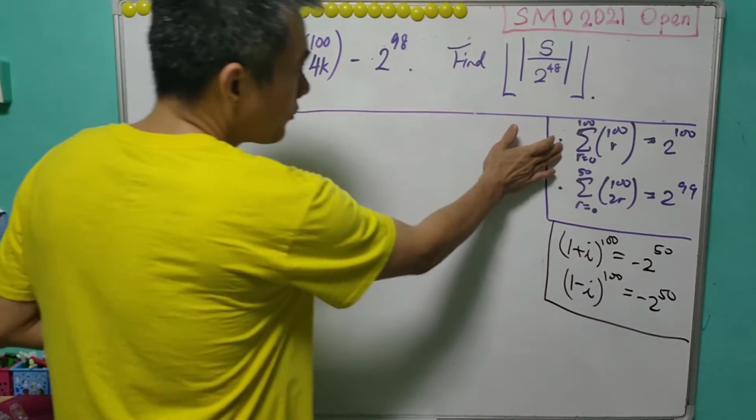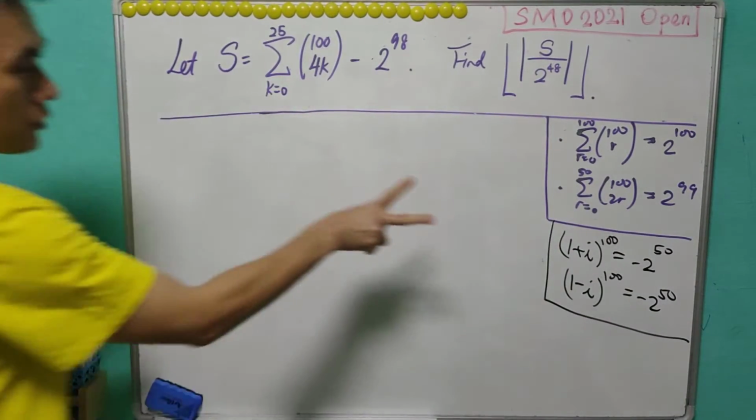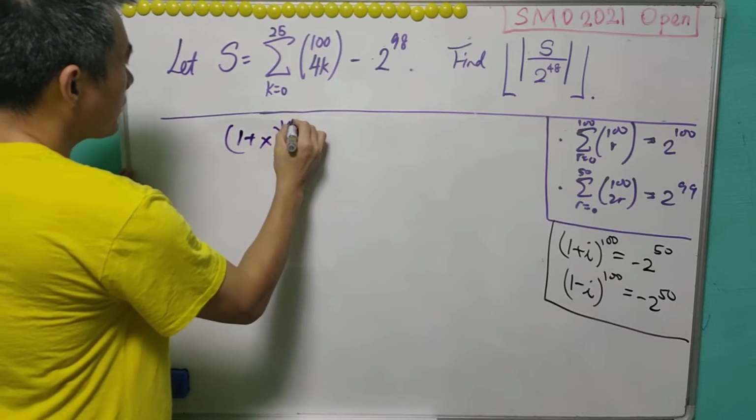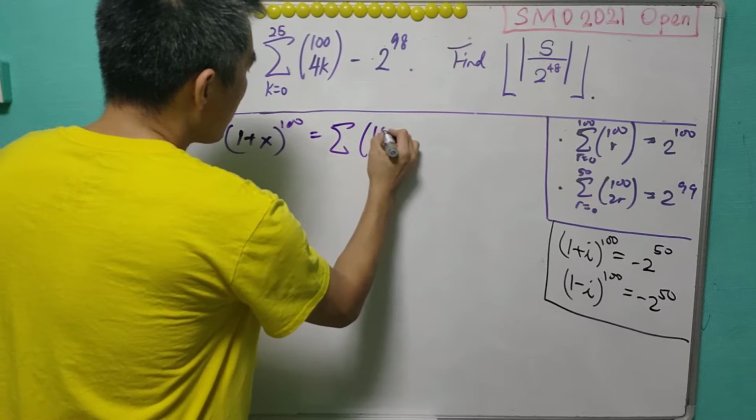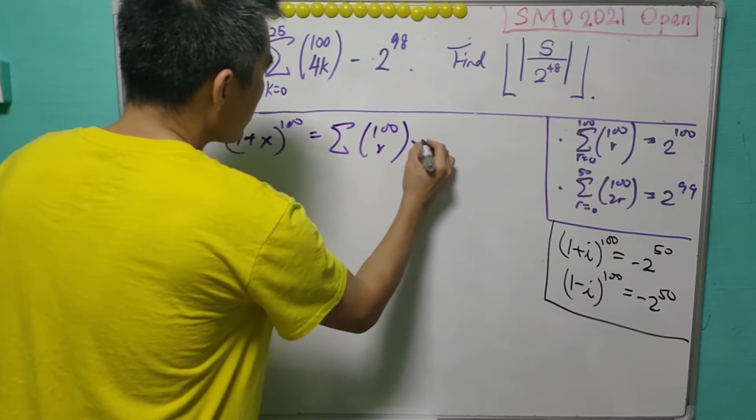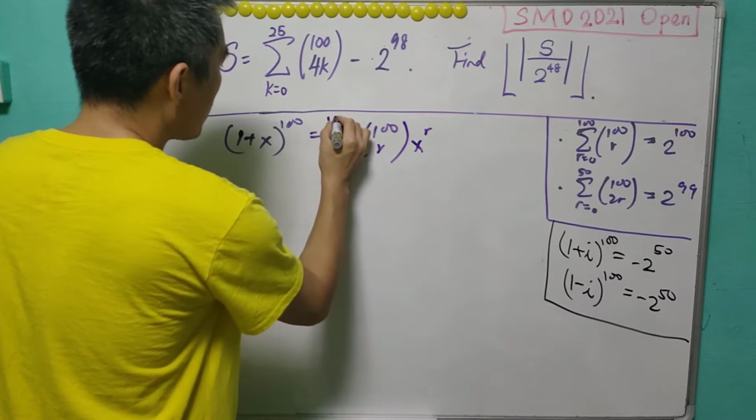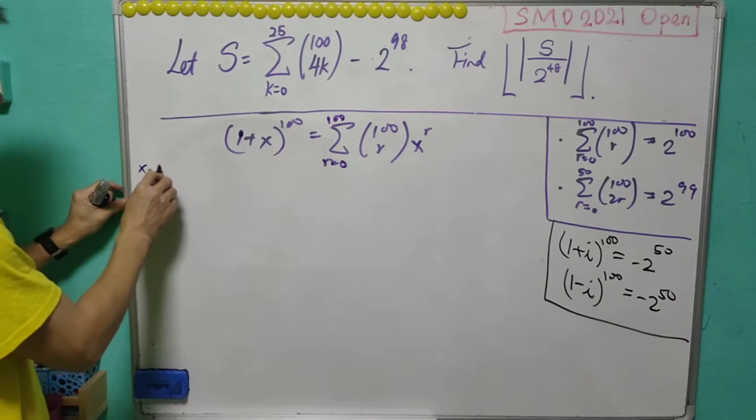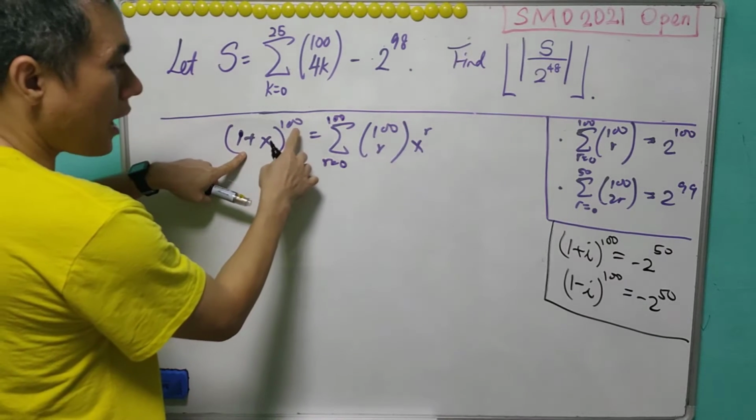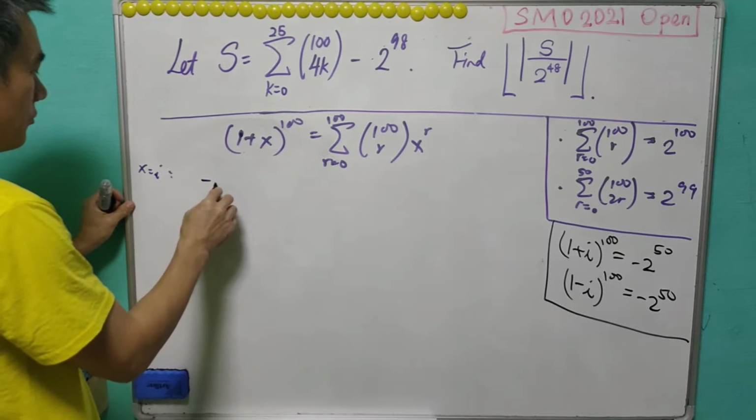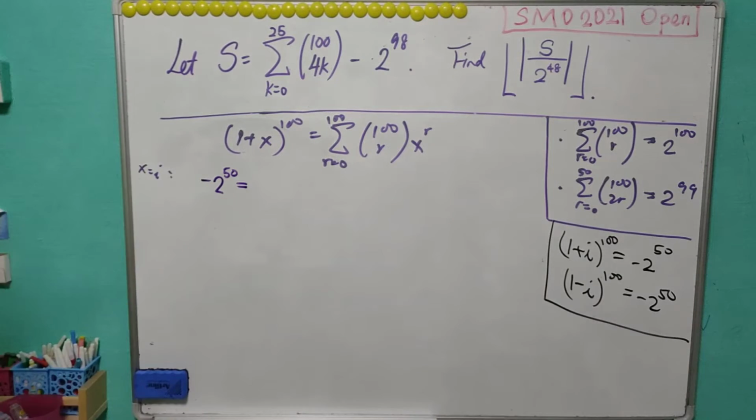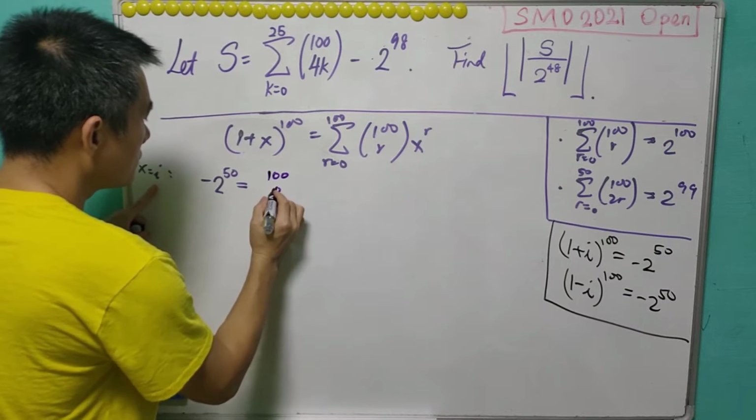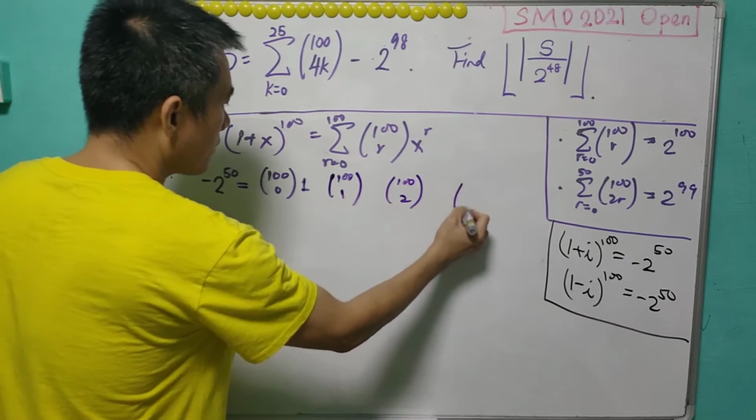So far we have these four results, and we are going to consider the last two. As you know, (1 + x) to the power of 100 equals the summation of 100 choose r, x to the power of r, r equals 0 to 100. Now, if x equals i, we already know that (1 + i) to the power of 100 equals negative 2 to the power of 50. So we need to substitute i inside here. 100 choose 0. Let me just write this out first.